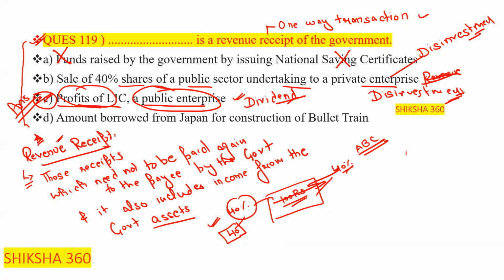The fourth option is the amount borrowed from Japan for the construction of a bullet train. In the end we have to return that money to Japan, so it is also not considered a revenue receipt. So option C is our answer.